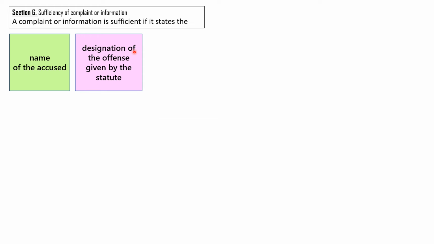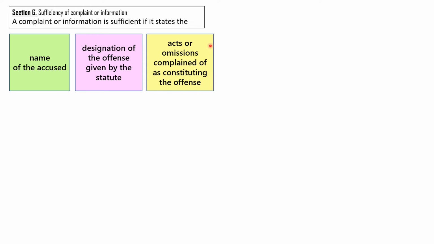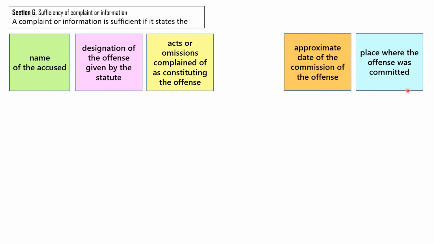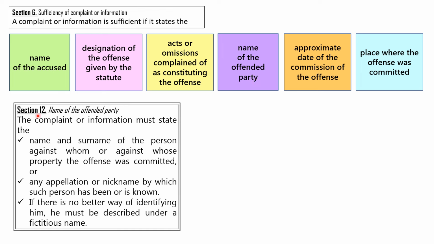So again, for a complaint or information to be sufficient, it should state the name of the accused, the designation of the offense as given by the statute, the act or omission complained of as constituting the offense, the place where the offense was committed, the approximate date of the commission of the offense, and lastly, number 6, the name of the offended party. This is your Section 12 of your Rule 110.